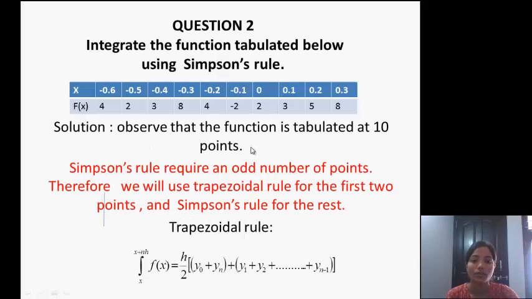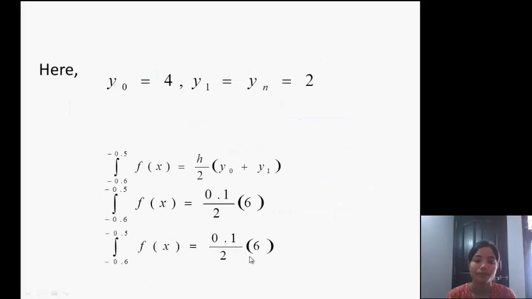Now our next question is to integrate the function using Simpson rule. We know that Simpson rule requires an odd number of points. Therefore we will use the trapezoidal rule for the first two and the Simpson 1/3 rule for the rest. This is the trapezoidal rule. In this trapezoidal rule, y0 is 4 and y1, the last term yn, equals 2. Now substituting these values in the trapezoidal rule, we have this reduced function. In this we have integrated our function from -0.6 to -0.5.